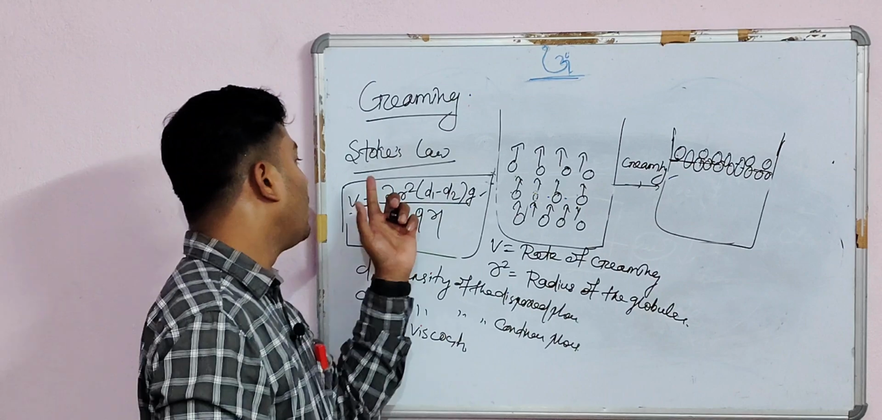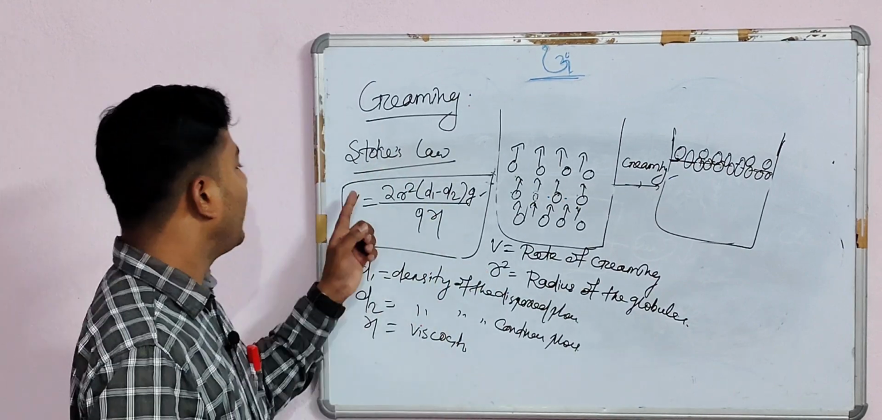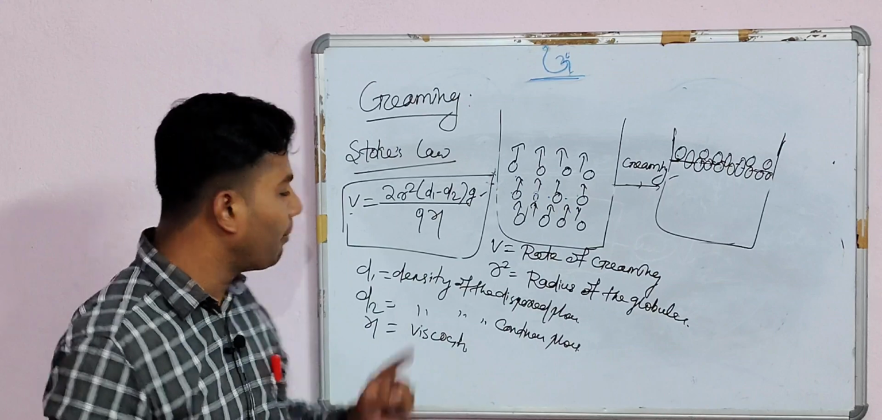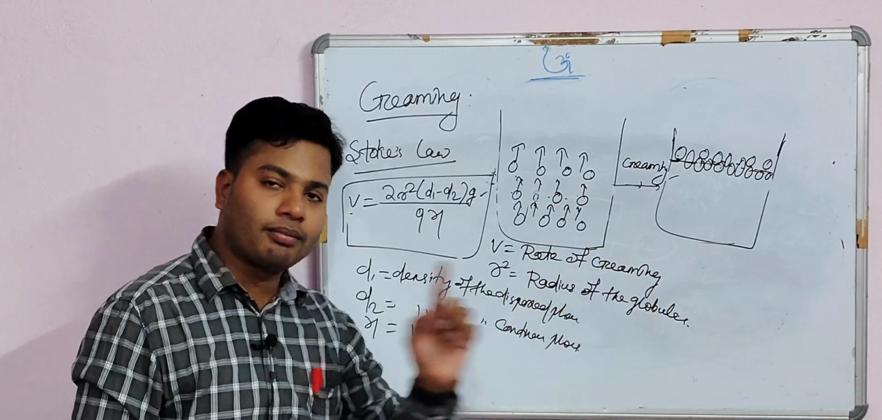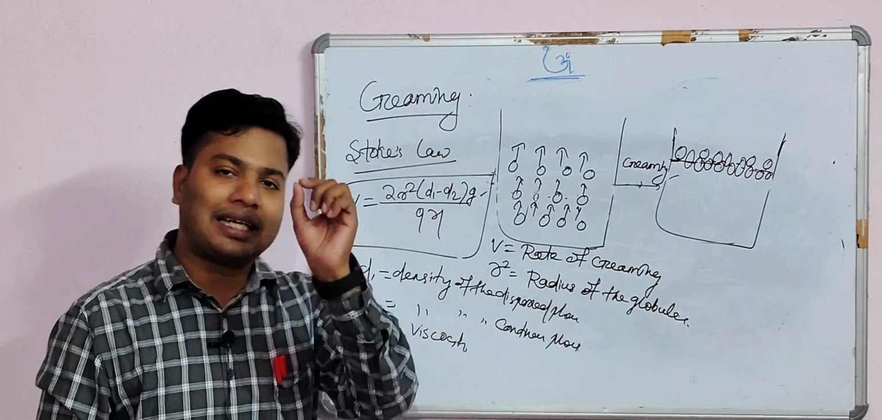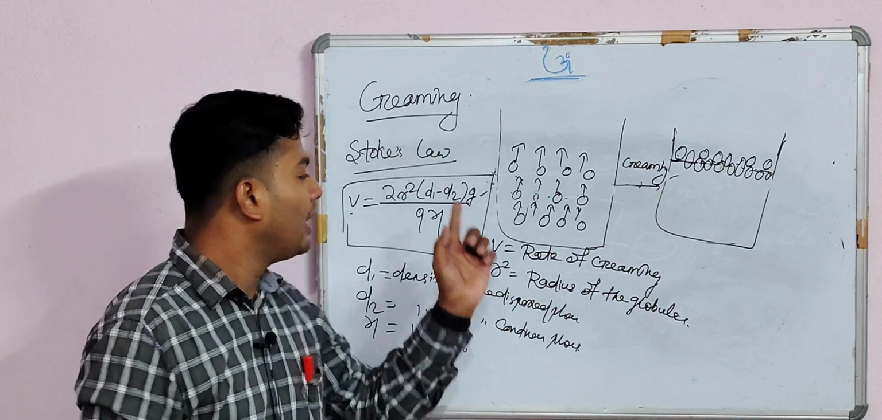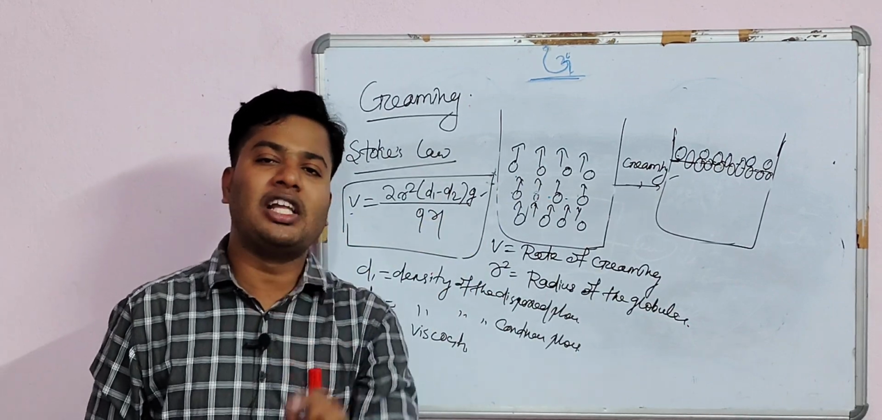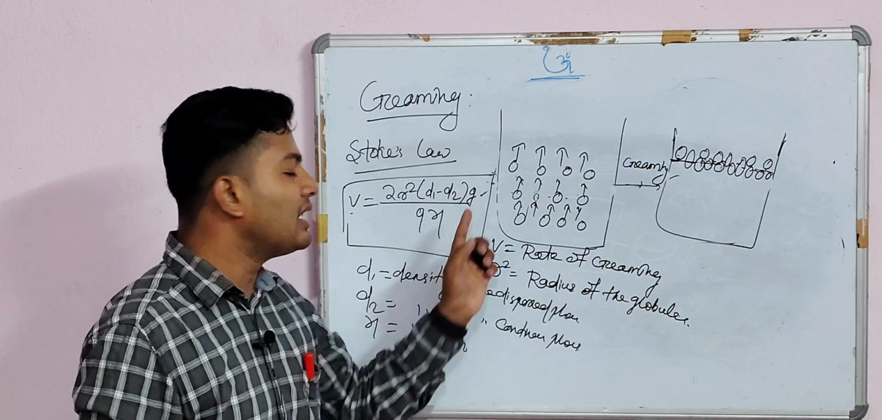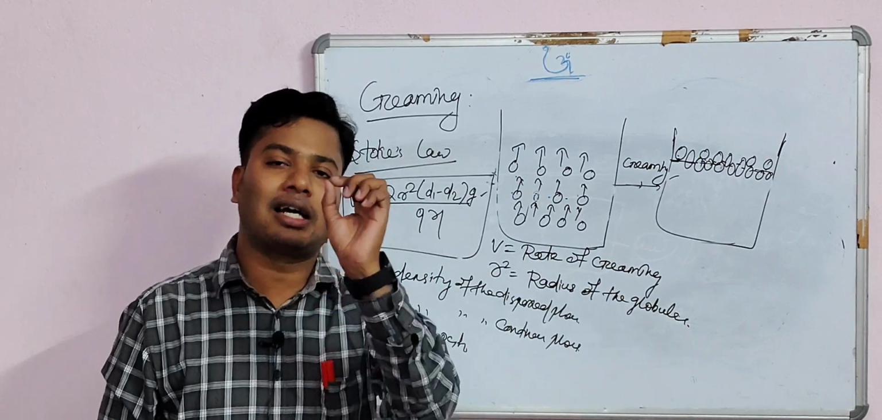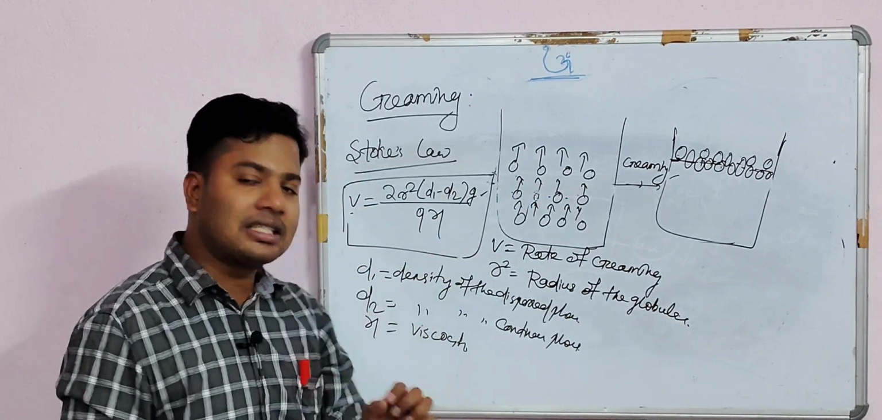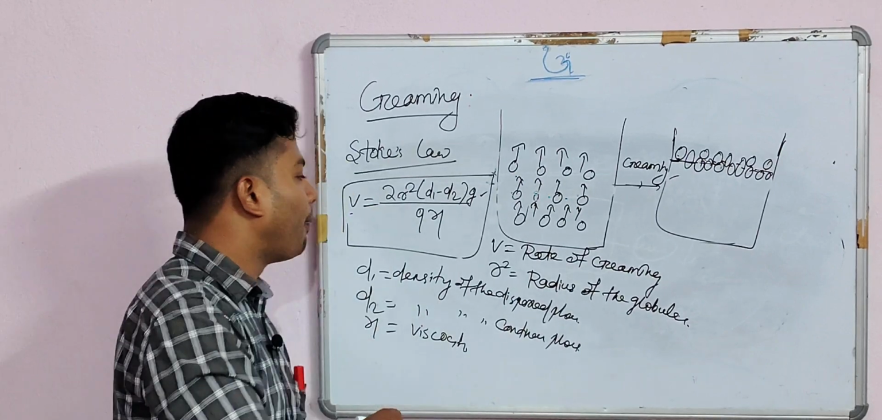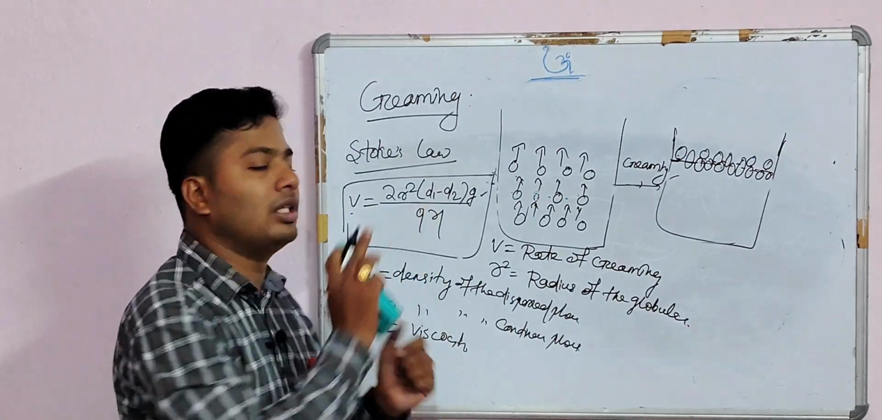Clear? So, Stokes' law derives the rate of creaming. V is the rate of creaming, r is the radius of the globules, d1 is the density of the dispersed phase, d2 is the density of the dispersion medium or continuous phase, g is the gravitational constant, and eta is the viscosity of the medium. Clear? So now come to the point. What is the relation between them?